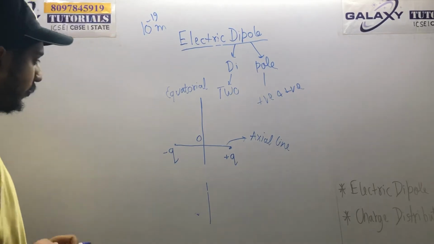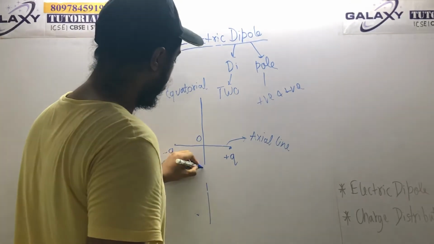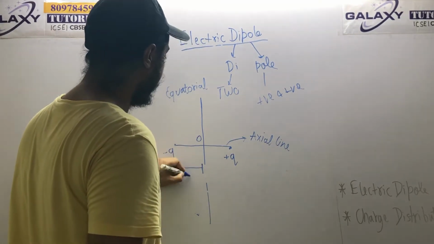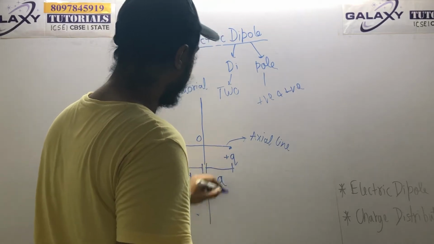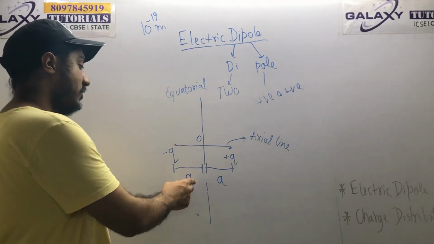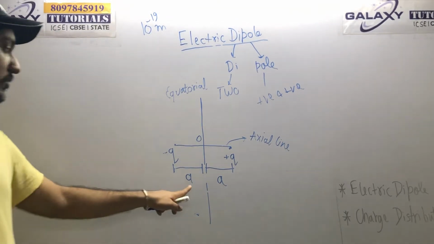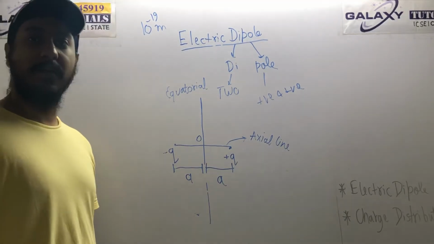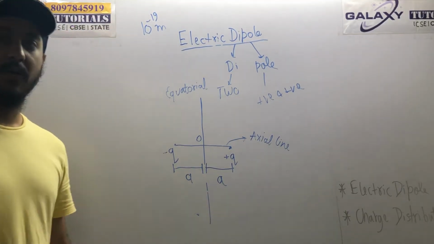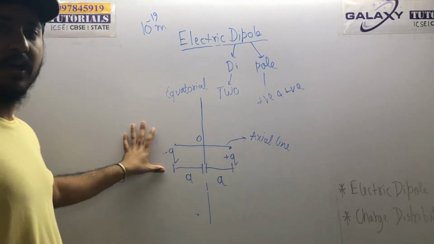So this distance will be like this. This is a, or you can say L. I will say a. So the distance is measured like a and a. This total distance will be how much? 2a. A plus a is 2a. So these are the basics of the electric dipole.